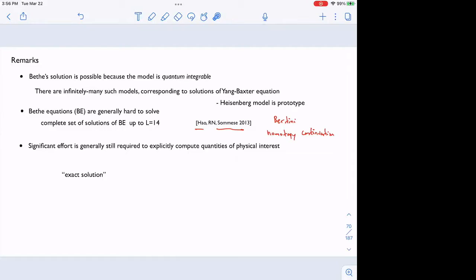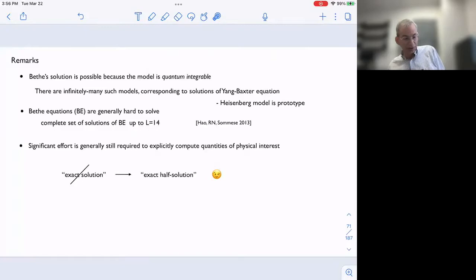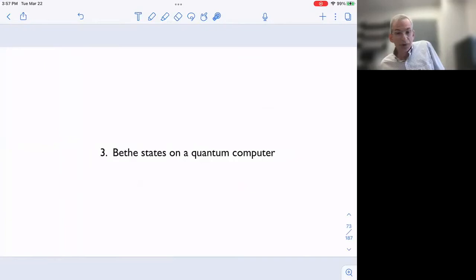Okay. So what I was beginning to say is that even though people will call this exact solution, I'd rather call it exact half solution, because you're really only halfway there to really solving the problem, being able to compute quantities of physical interest. And so here's where quantum computers maybe can help. We know quantum computers can help solve many problems that we can't solve using classical computers. Maybe they could help here. So that's the dream. And this is what I'd like to explore in the rest of the talk.